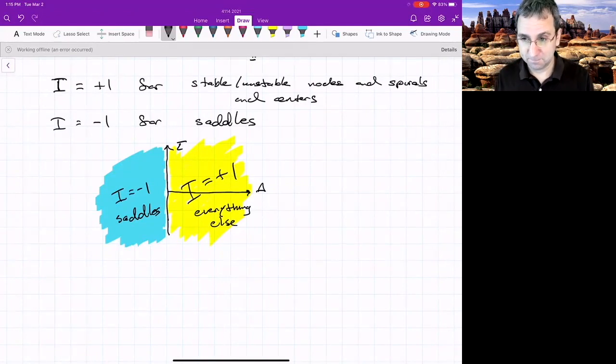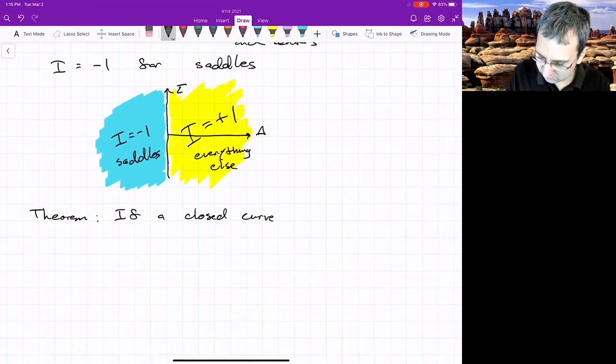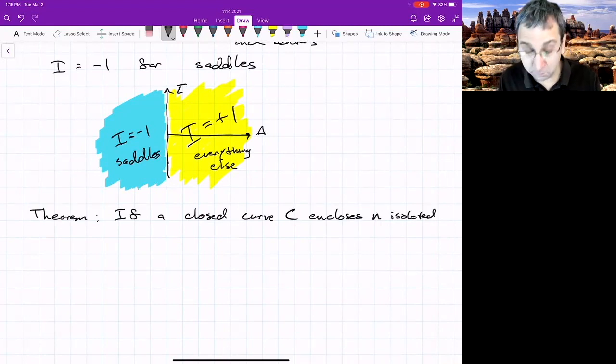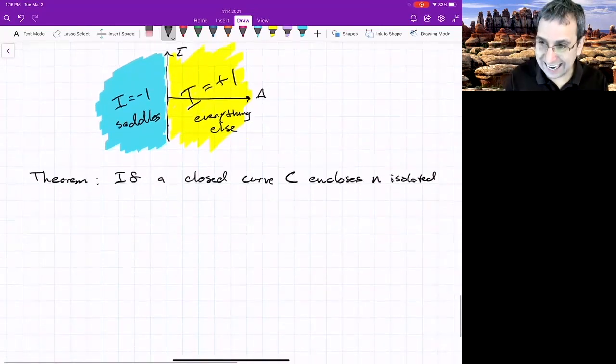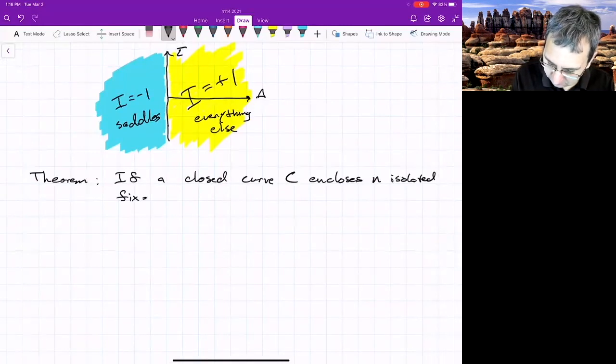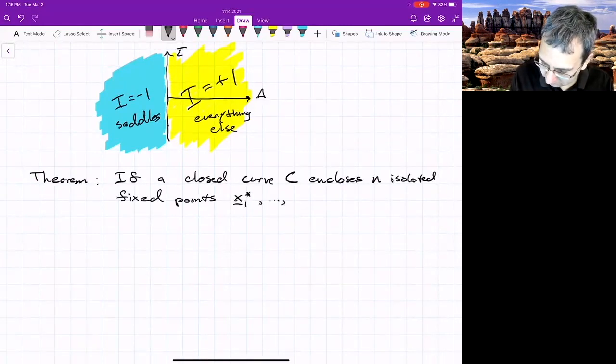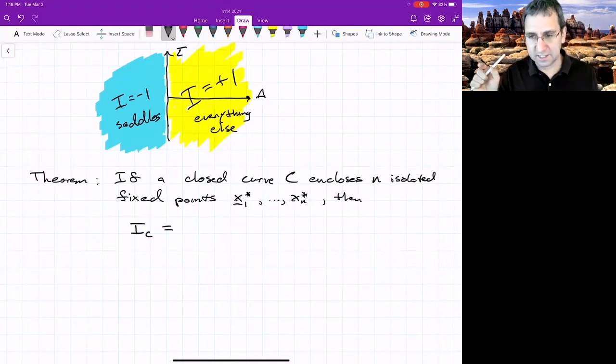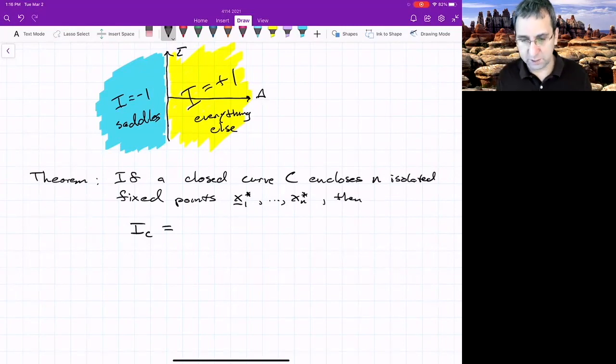Now let me give you a theorem, and this is a useful theorem. If a closed curve C encloses, or surrounds, n fixed points, and they have to be isolated. That's the problem with delta equals 0 up here: those aren't isolated fixed points. It's like a whole continuum of fixed points. That's a problem. So if a closed curve C encloses n isolated fixed points, x1 star all the way to xn star, then the index of that curve is equal to the sum of the indices of the individual points.